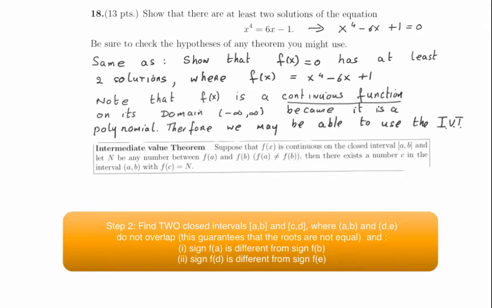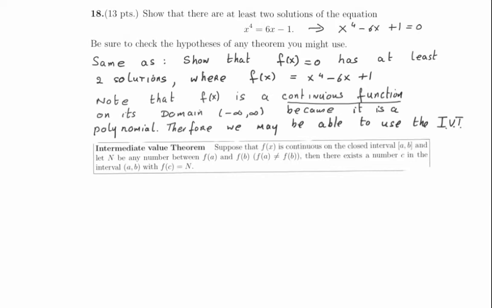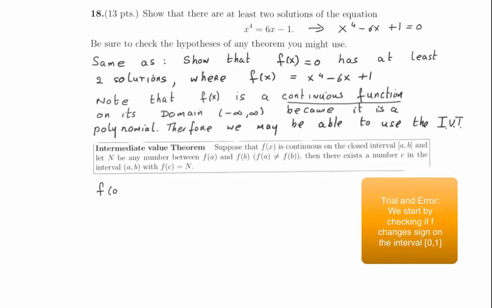Now, to use the intermediate value theorem to show that we have two solutions, we must find two intervals on which f changes sign, and those intervals must have non-overlapping interiors. To find the endpoints of these intervals, we're going to use trial and error. We'll start by trying the interval from 0 to 1.